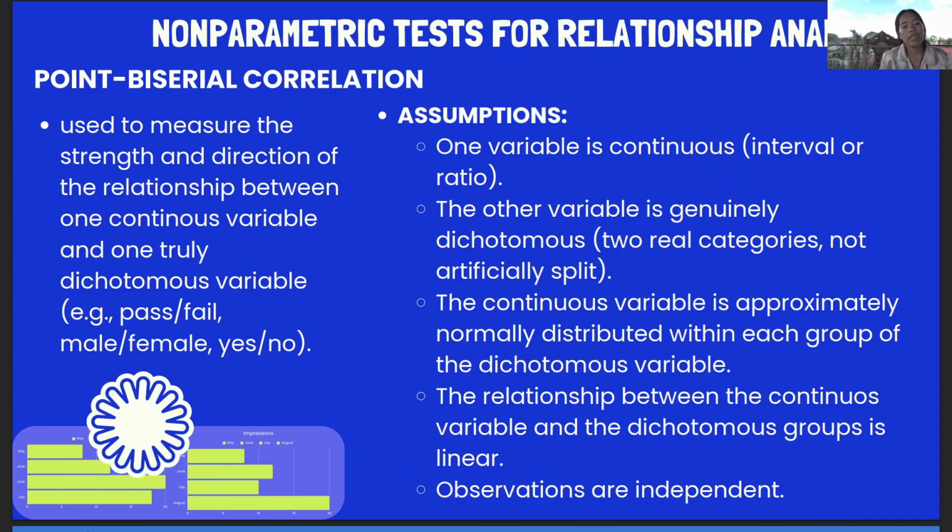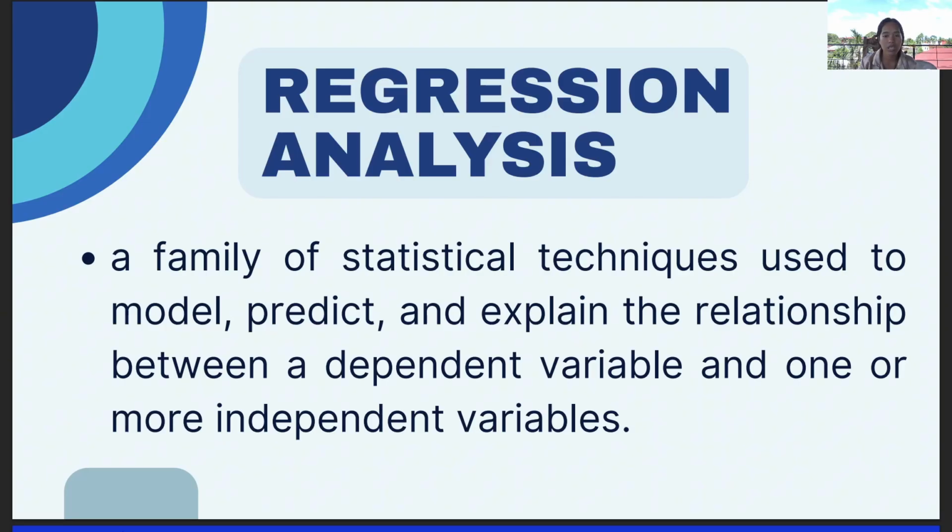Now we have the point biserial correlation for non-parametric tests for relationship analysis. It is used to measure the strength and direction of the relationship between one continuous variable and one truly dichotomous variable. Its assumptions are, first, one variable is continuous; second, the other variable is genuinely dichotomous; and the third one is the continuous variable is approximately normally distributed within each group of the dichotomous variable. The fourth one is the relationship between the continuous variable and the dichotomous groups is linear. And the fifth is observations are independent.